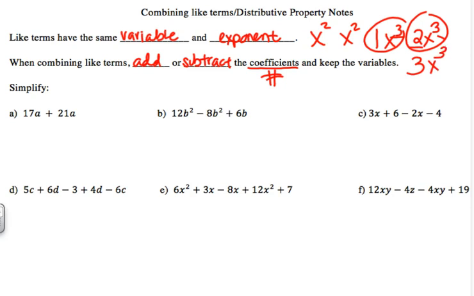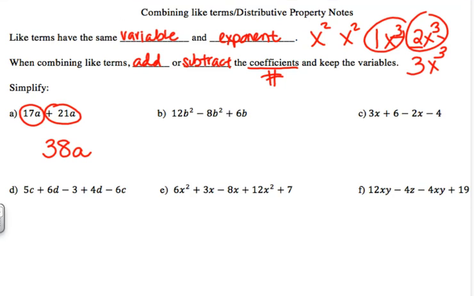Okay, so let's look at some example problems. We're going to start off pretty simple. How you show your work when you're combining like terms is you're going to circle things, and make sure to circle the sign in front because that's going to tell you whether it's positive or negative. Okay, so we're going to add 17 and 21 to get 38, and then we're going to drop down that variable of an a, and we're done.